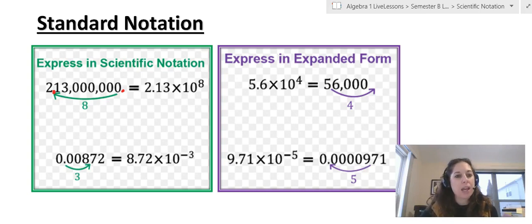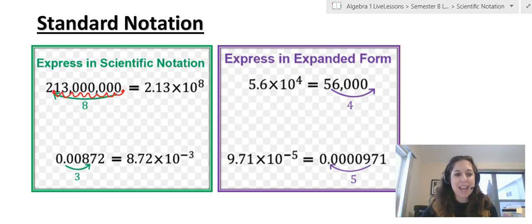And then I'm going to just count. Okay, how far did I move? 1, 2, 3, 4, 5, 6, 7, 8. So I know my exponent is going to be 8. So I would write this as 2.13 times 10 to the 8. My exponent is positive when I am taking a really large number and writing it in scientific notation.